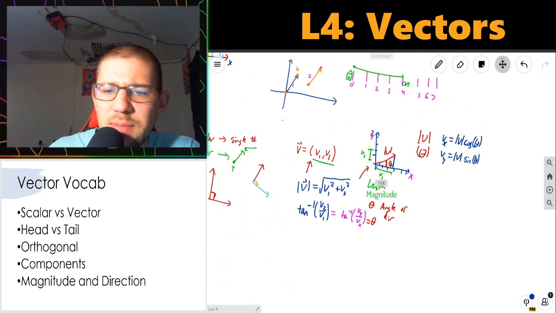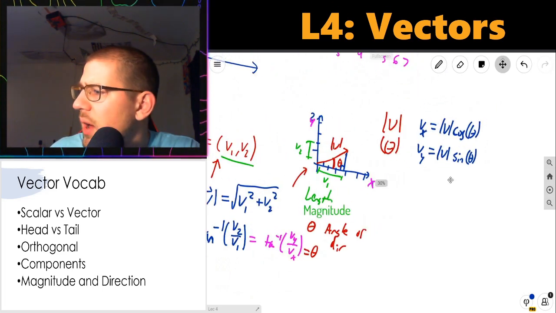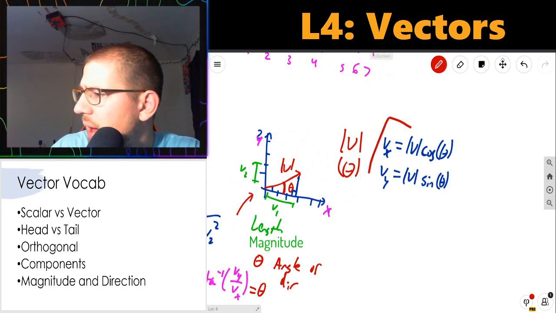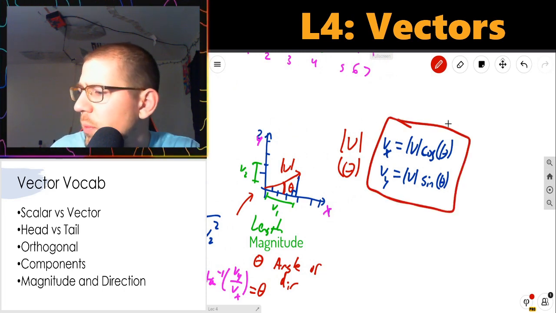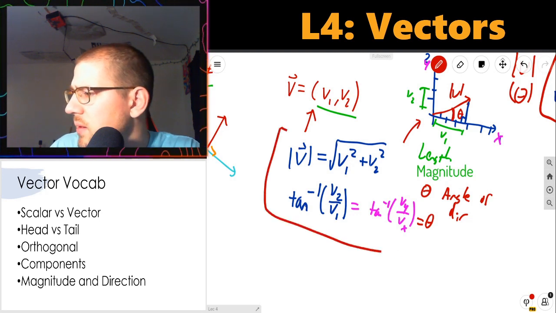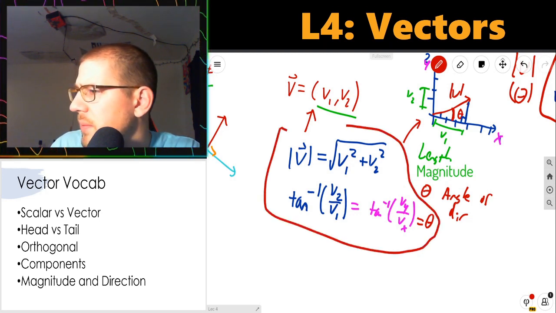All right, so that's my word on magnitude and direction. I'm going to go ahead and box a few things. This is a good set of formulas to have, as are these. So I'd hang on to these.